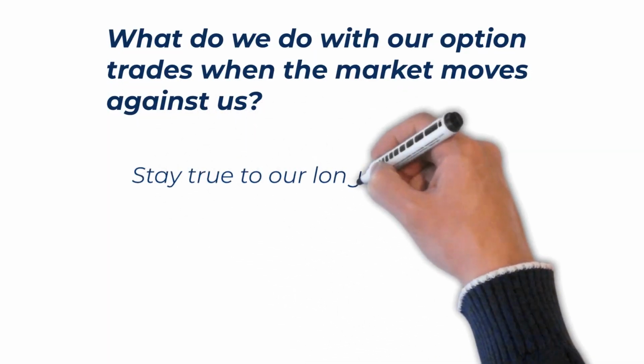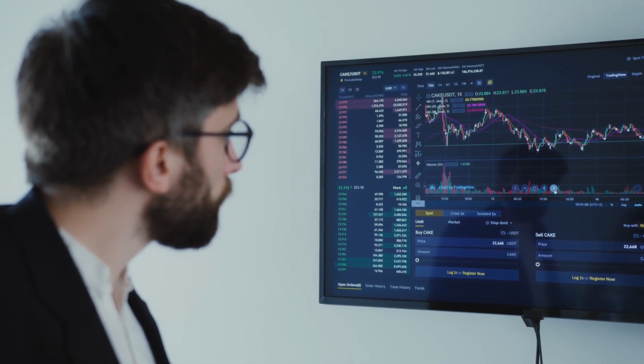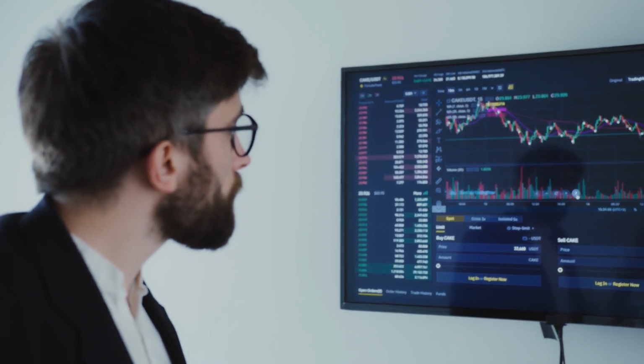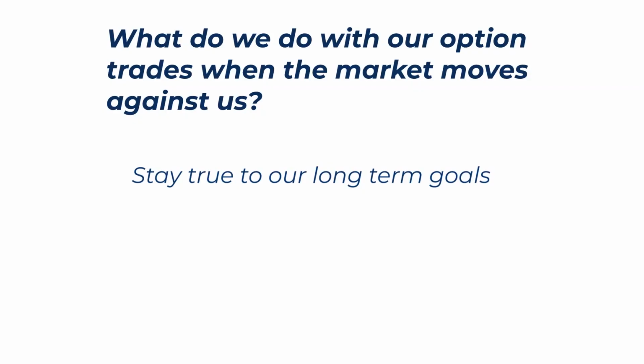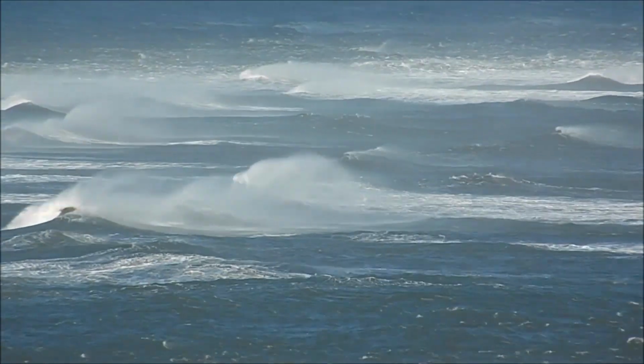Guys, we stay true to our long-term goals and our research that we've already done. We know that these companies that we're long in and bullish on are going to come back and continue to be profitable at some point. So we just want to be able to weather the storm in the short term.